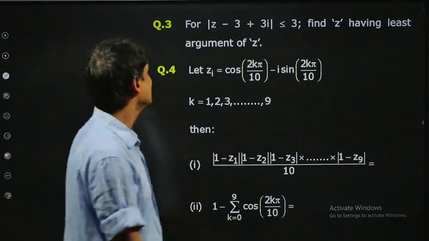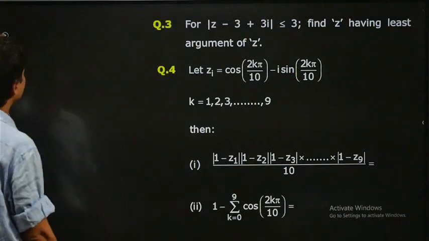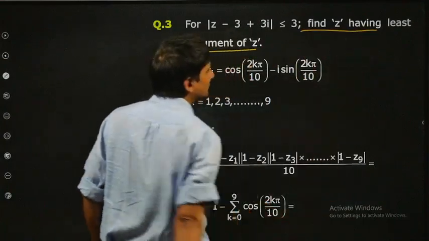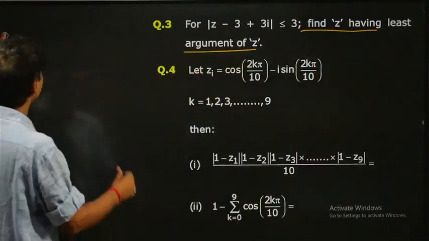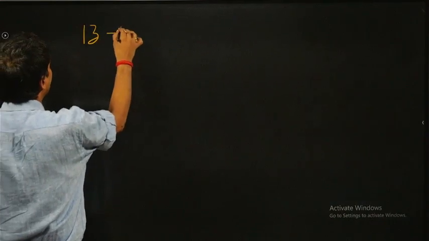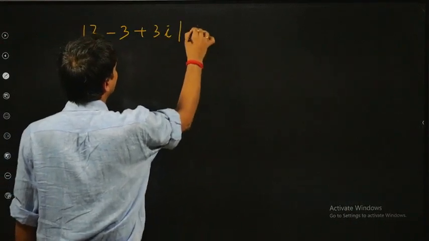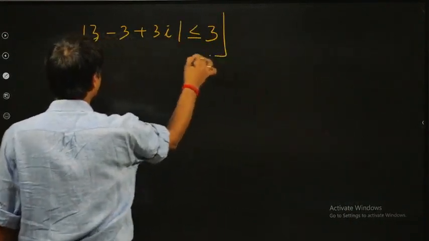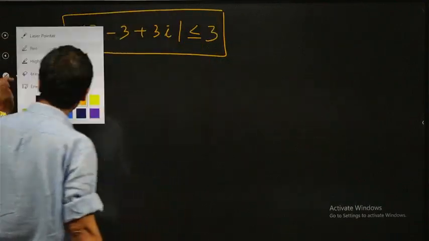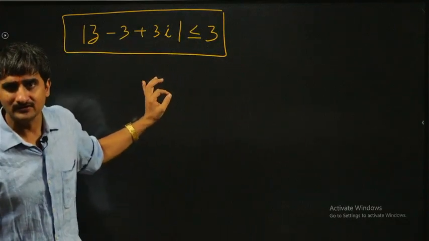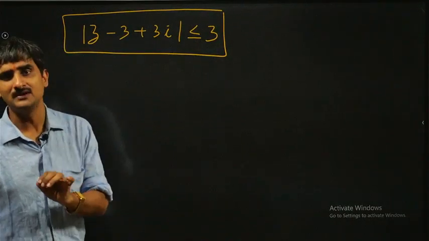So let's start. We'll be solving the first question, which is to find the least argument of z. Find z having least argument where modulus of z minus 3 plus 3 iota is less than or equal to 3. So we have to find that z which satisfies this inequality and has minimum argument.